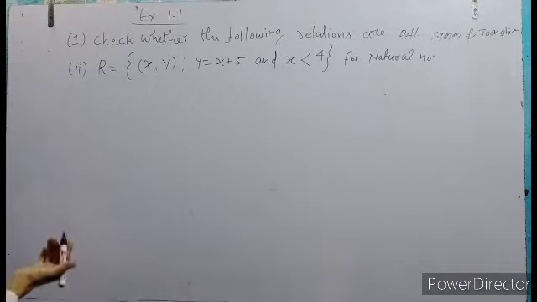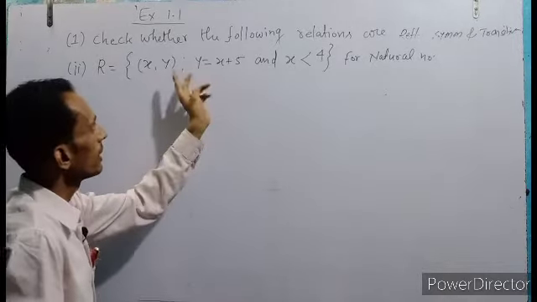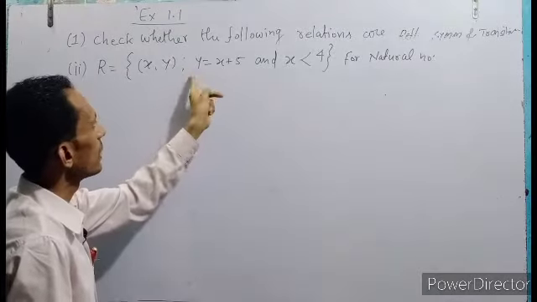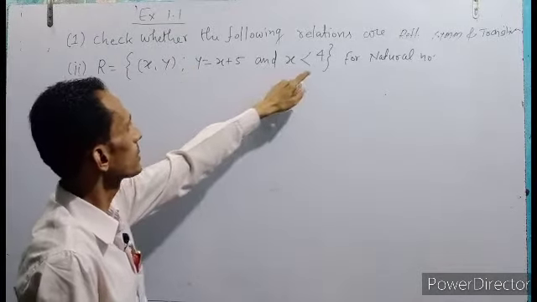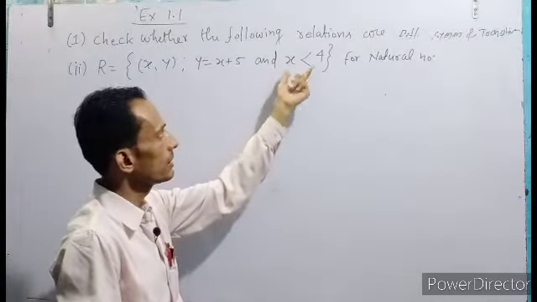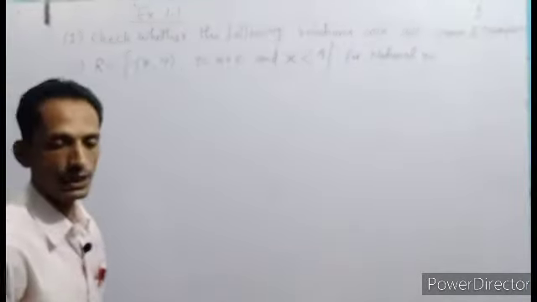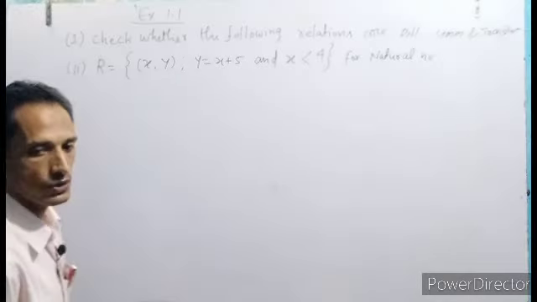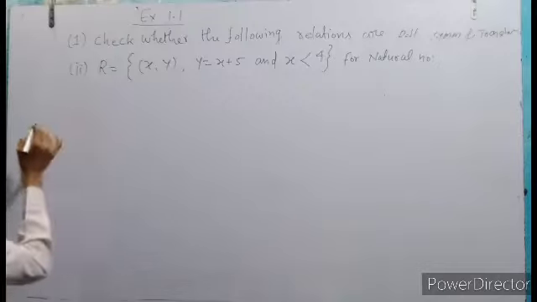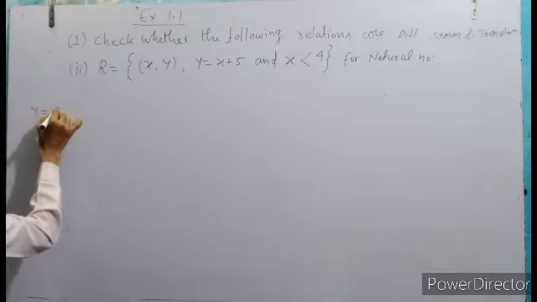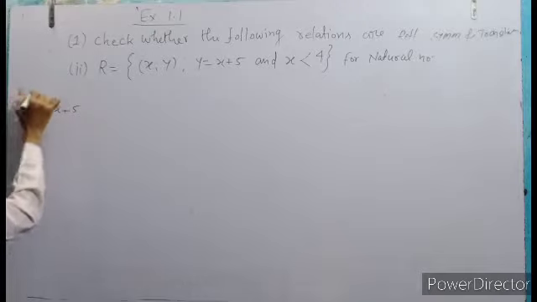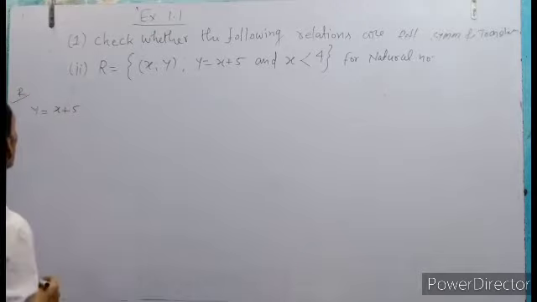Similarly, just as we have done before, we can do here. The relation is that x and y are related in such a way that y equals x plus 5, and the values of x should be less than 4. All are defined for natural numbers. x or y, what type of number? They are natural numbers. So the relation is given as y equal to x plus 5. That is the relation. Okay, so we can check how many elements will follow according to this rule.